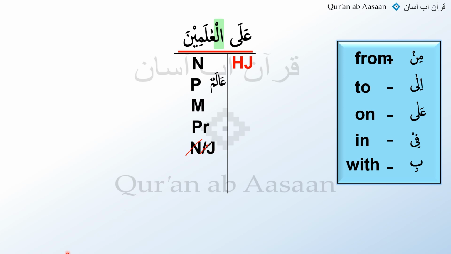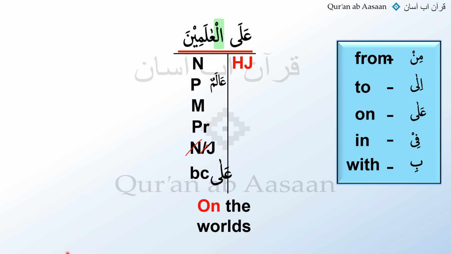And what would be the reason for it to be in jar? We're looking back. There is a harf jar behind it. So the reason for it to be in jar is because of ala. And how do we translate it? Alal alamina, on the alamina. Alam is world. So on the worlds, that's the translation. Okay.